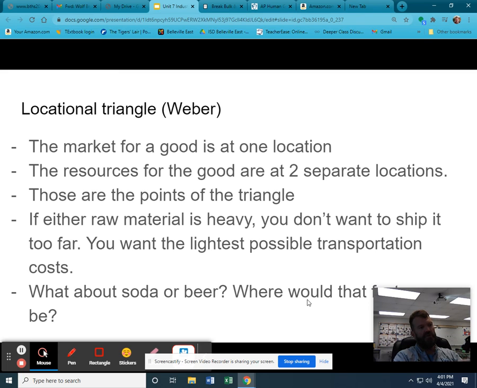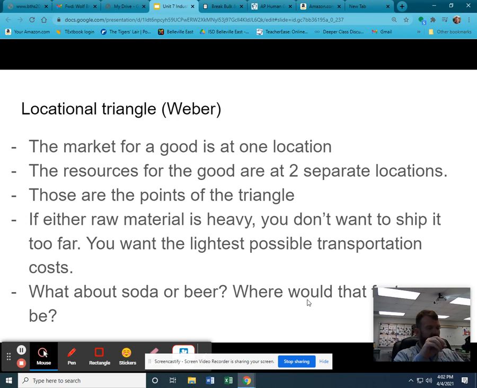Okay, so soda or beer are good examples, right? So the raw materials for those are really light, but the finished product is heavy. So Anheuser-Busch, a beer manufacturer, they have their plants all around the country, St. Louis being one of them. Okay, so they produce it in St. Louis, but they ship it regionally. They don't ship the beer made in St. Louis to Alaska because that'd be too expensive because it's a bulk gaining product.